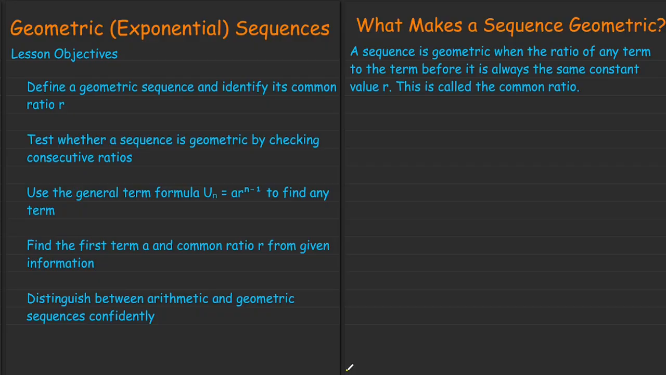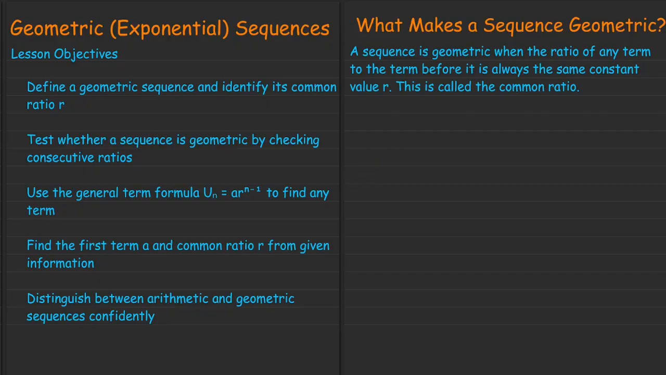Let's start first of all by looking at what makes a sequence geometric. When we say a sequence is geometric, it simply means the ratio of any term to the term before it is always the same constant. Take note, we are talking of ratio. So the ratio of what? The consecutive terms should be constant. And this is what we call the common ratio.